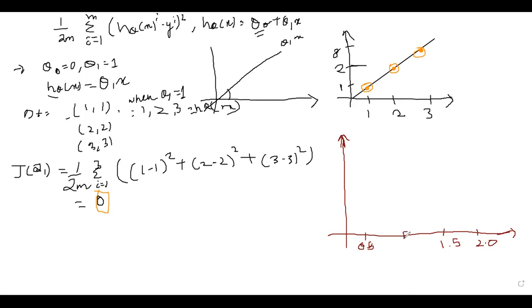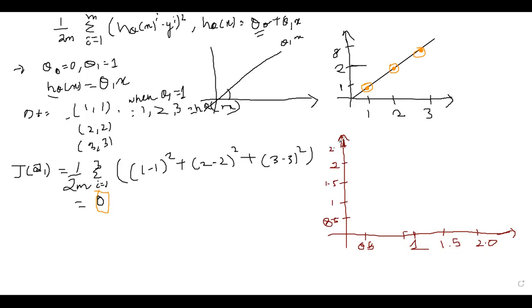So this particular point will be my 1. Now here also I will get 0.5. Here I have 1. Here I have 1.5. Then here I have 2 and so on. Here I have around 2.5.